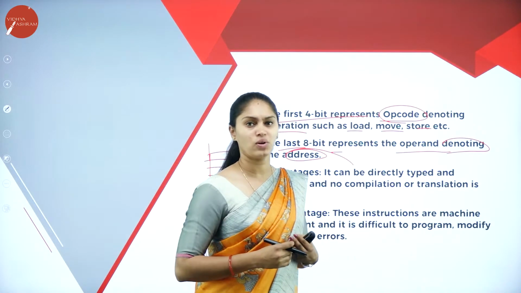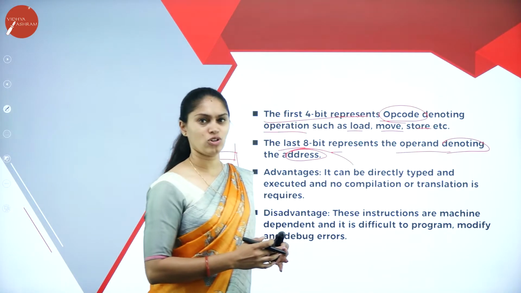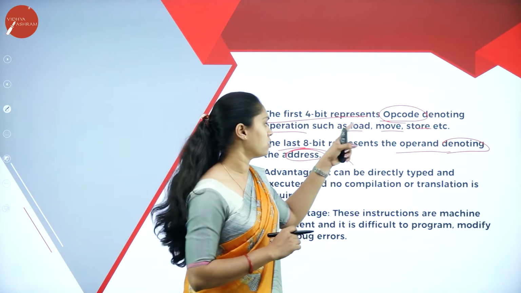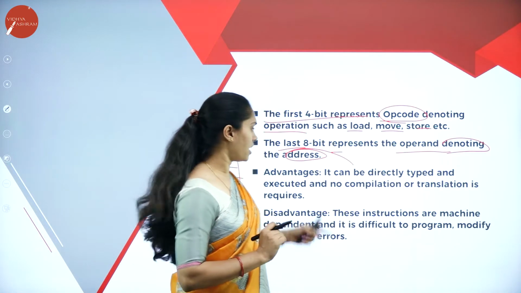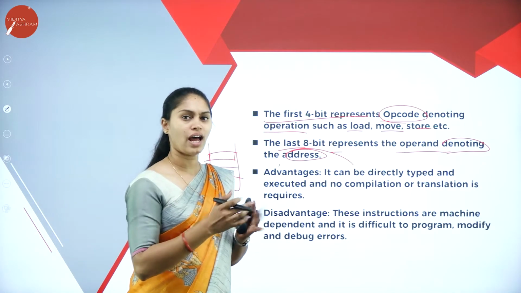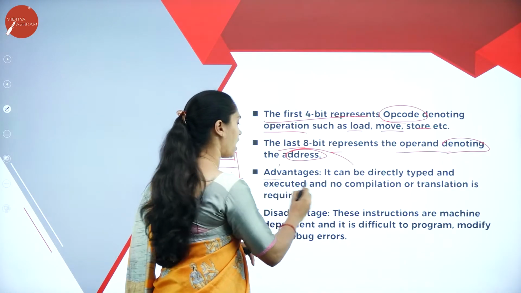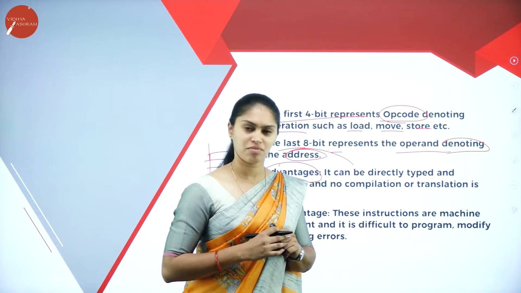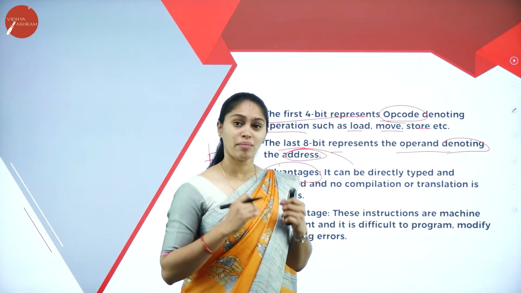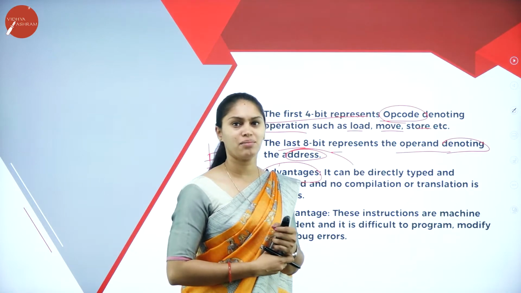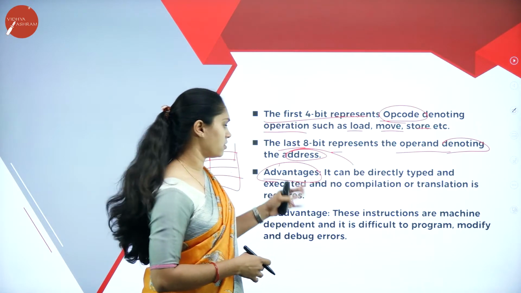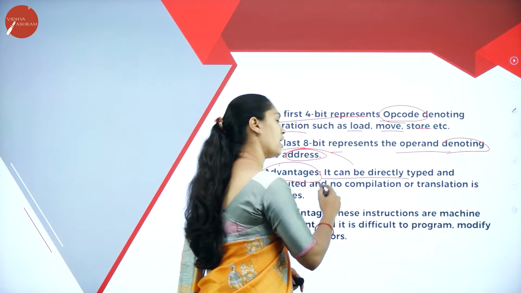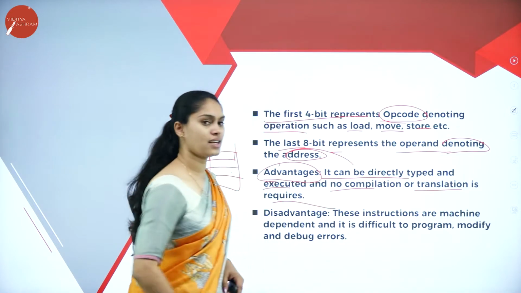That is, where it is in the computer's memory location. If I get to know the location of that data, then only it will be possible for me to load, move or do any of the tasks. That is the reason for having this opcode and operand. Now think, what are the advantages of making use of this machine level language? Is it easy for us? For us, it is not easy, but it is the convenient method for a computer. The advantage is that it can be directly typed and executed and no compilation or translation is required.